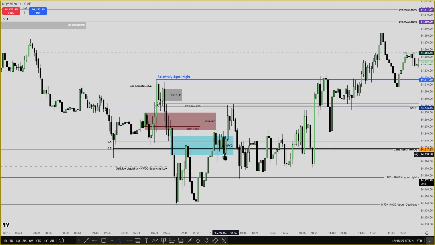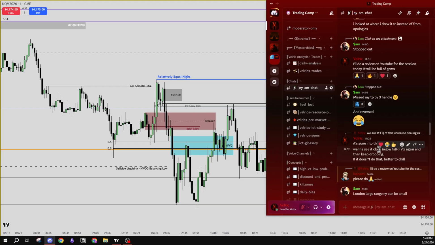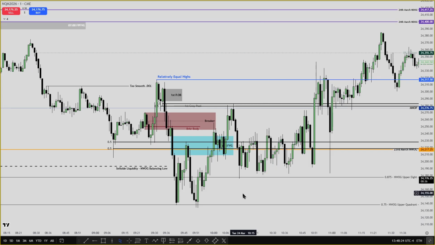If it's not doing that at this point in the session, that bearishness, that juice that we have in order to go lower, it's gone. And by then, it's too late and it's going to be a high resistance condition. So that's why I said if it doesn't do that, it's better to chill, to not do anything, to just sit on your hands and wait. And then you would have avoided all of this.